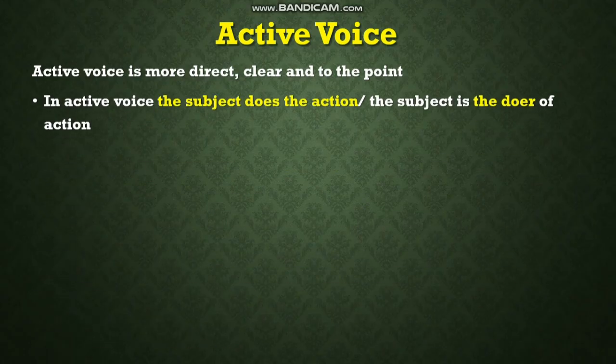In active voice, the subject does the action. That means that the subject is the doer, from the verb to do, the doer of an action. In the active voice, the subject you have in the sentence is performing, is acting, is doing an activity they are describing in a given sentence. Let us use examples that will help you understand it very well.